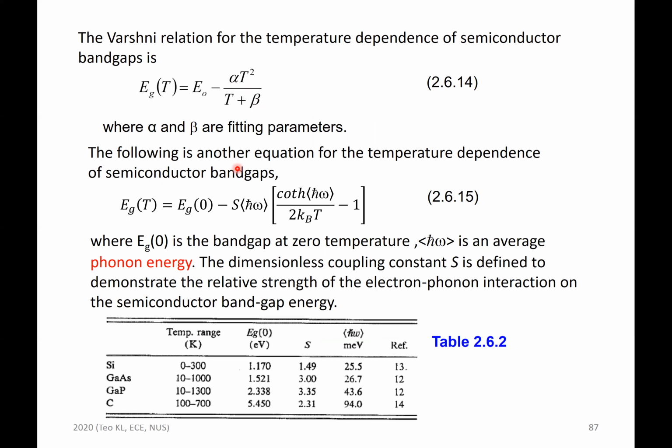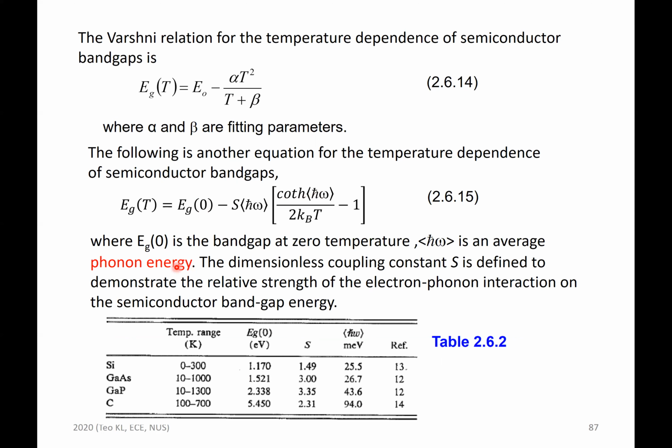Another equation that has been developed for the temperature dependence of the band gap is of this form. Again, EG0 is the band gap at temperature equals 0, and h bar omega involves the phonon energy.